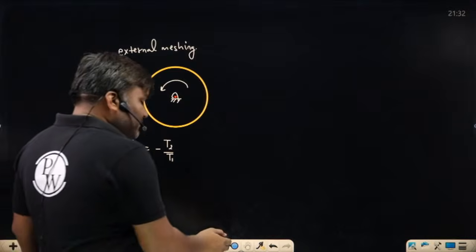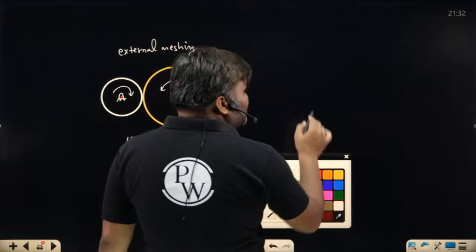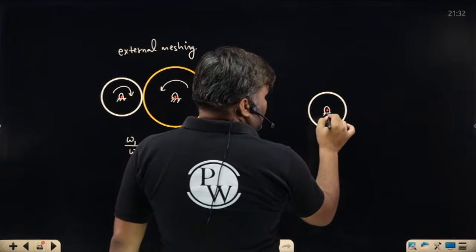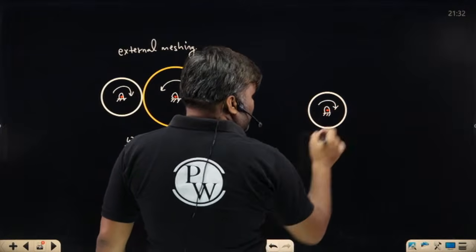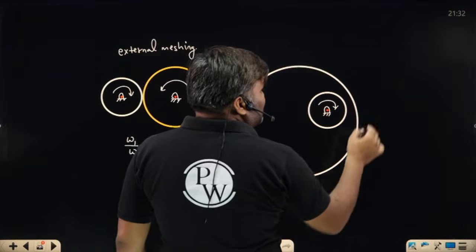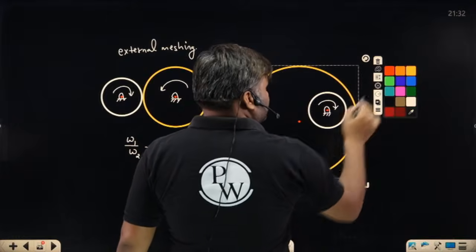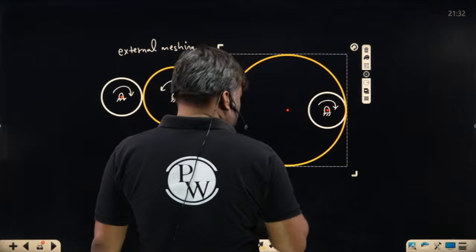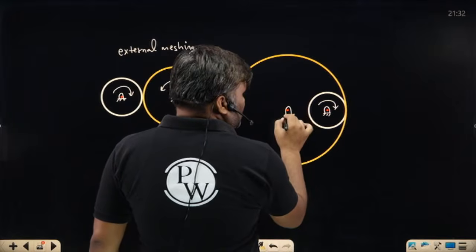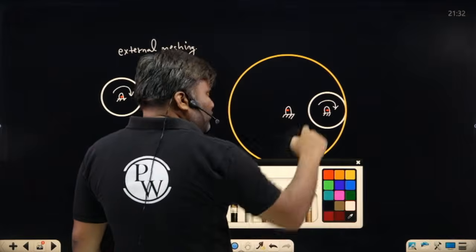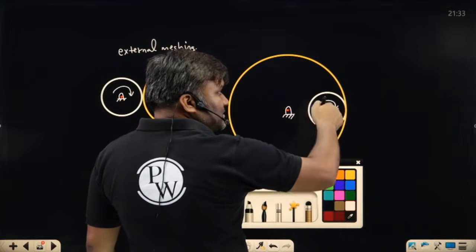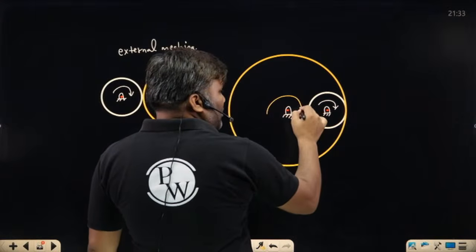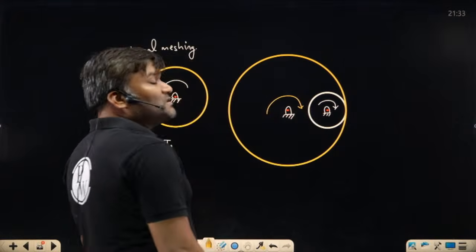But sometimes we have internal meshing also. Internal meshing का मतलब है one gear, it is rotating about some fixed axis, rotating clockwise direction में. It is engaging with some gear which is having internal teeth, and it is engaging like this. This gear is also rotating about its fixed axis. So one gear is moving clockwise, it is engaged with another gear, it will also be rotating clockwise direction. Both will be rotating in same direction.